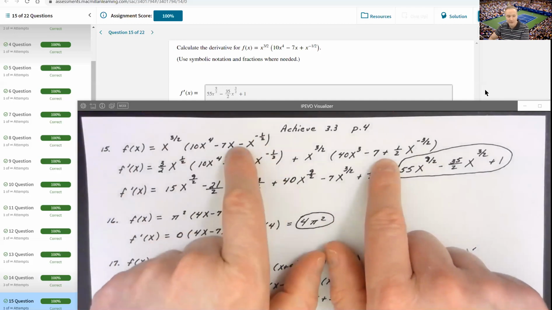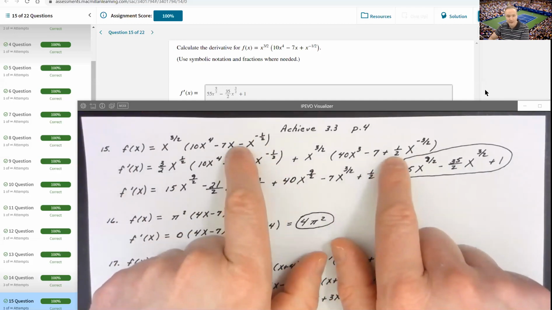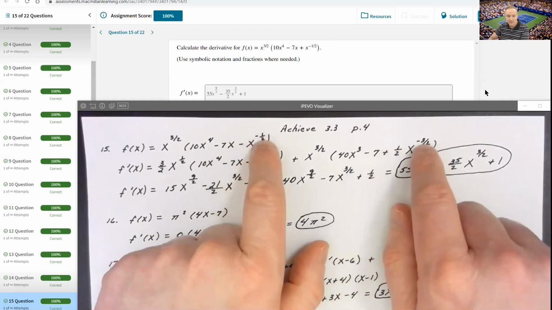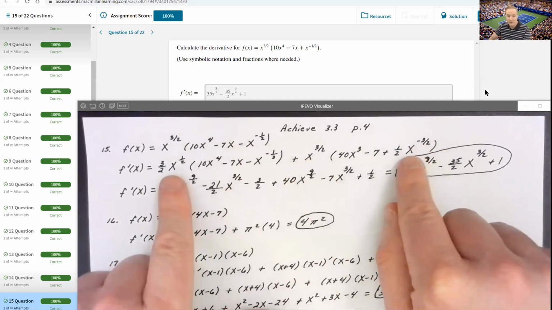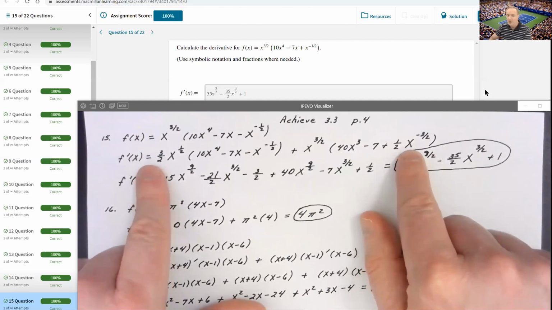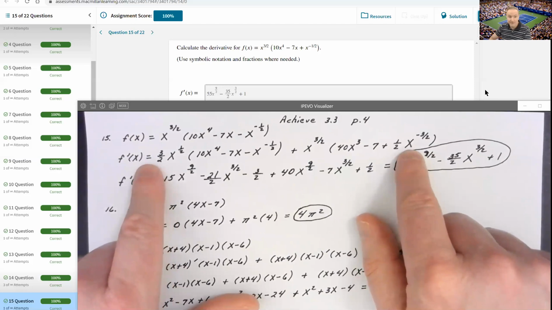Negative 1/2 comes down in front, makes that positive 1/2, and then x to the negative 1 over 2 minus 1 power becomes x to the negative 3 over 2 power. Now, at this point, the derivative has been taken correctly. You just need to simplify. You can't ever leave any multiplication in there unless it's a factor. Nothing is a factor right now.